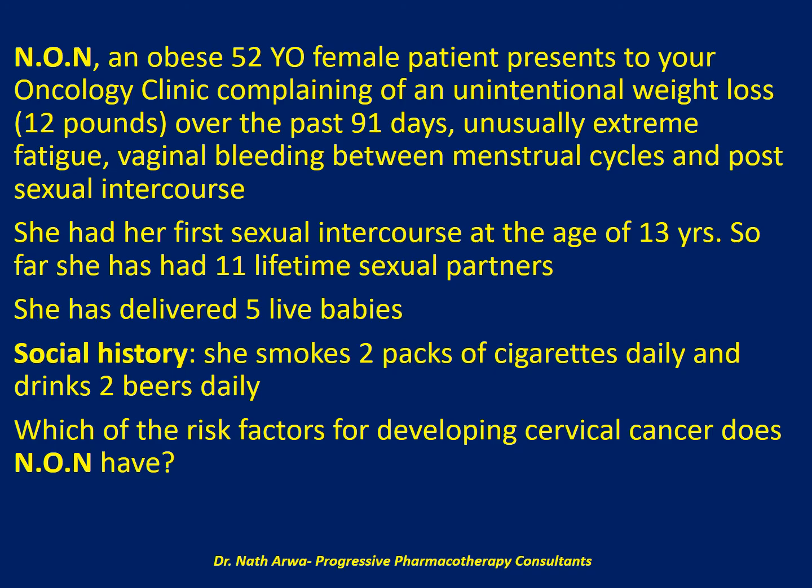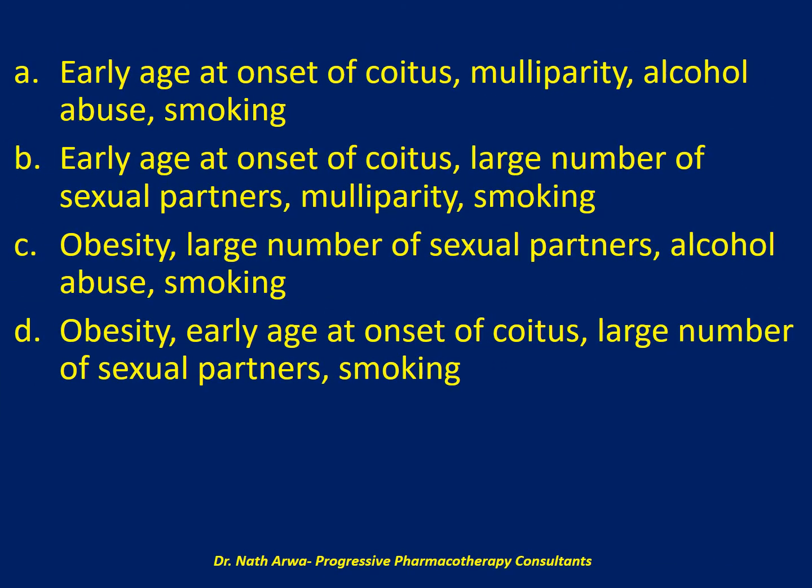Is it early age at onset of coitus interruptus, malparity, that is having 5 children, and alcohol abuse and even smoking? Or is it early age at onset of coitus interruptus, large number of sexual partners, malparity and smoking? Or is it obesity, large number of sexual partners, alcohol abuse and smoking? Or is it obesity, early age of onset of coitus interruptus, and large number of sexual partners and smoking? I'll give you 10 seconds to choose the correct answer.